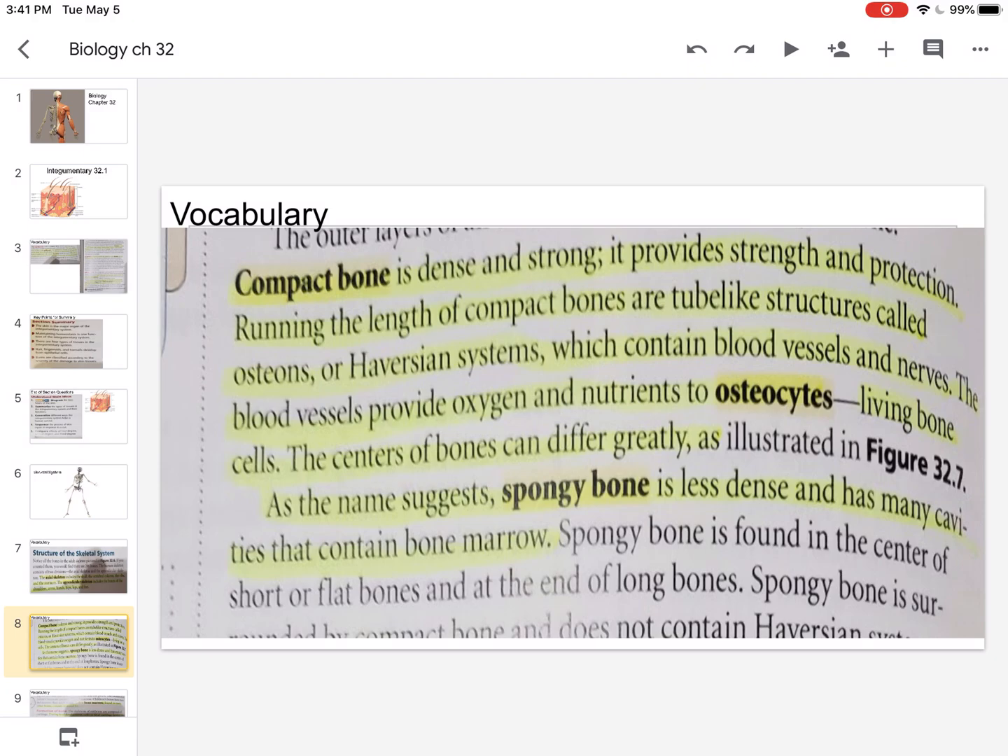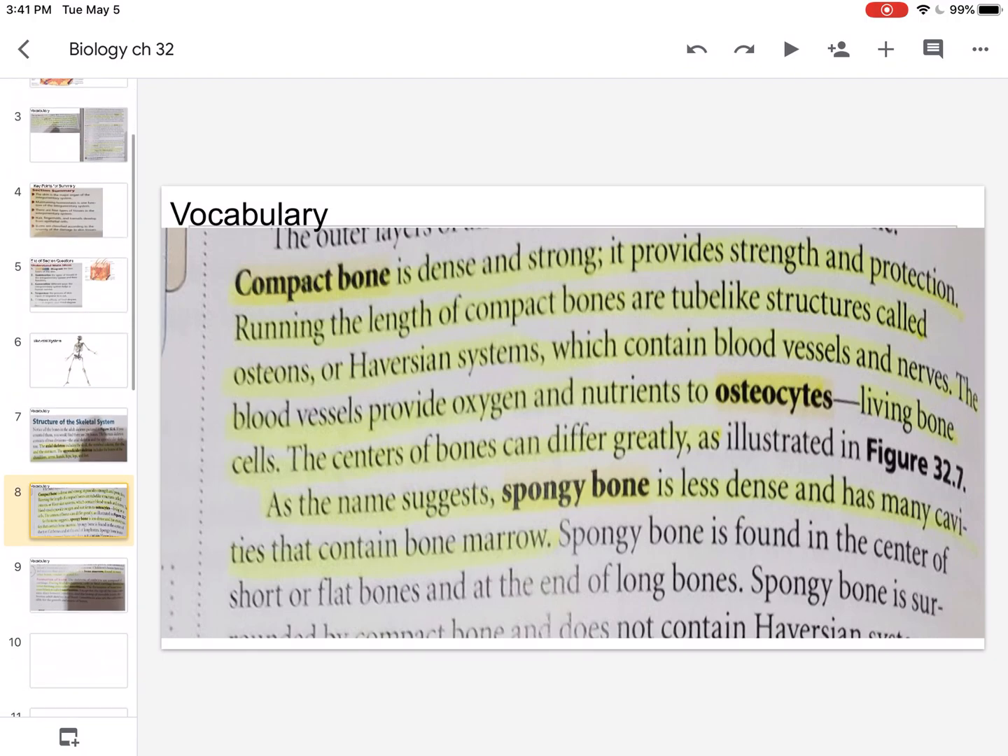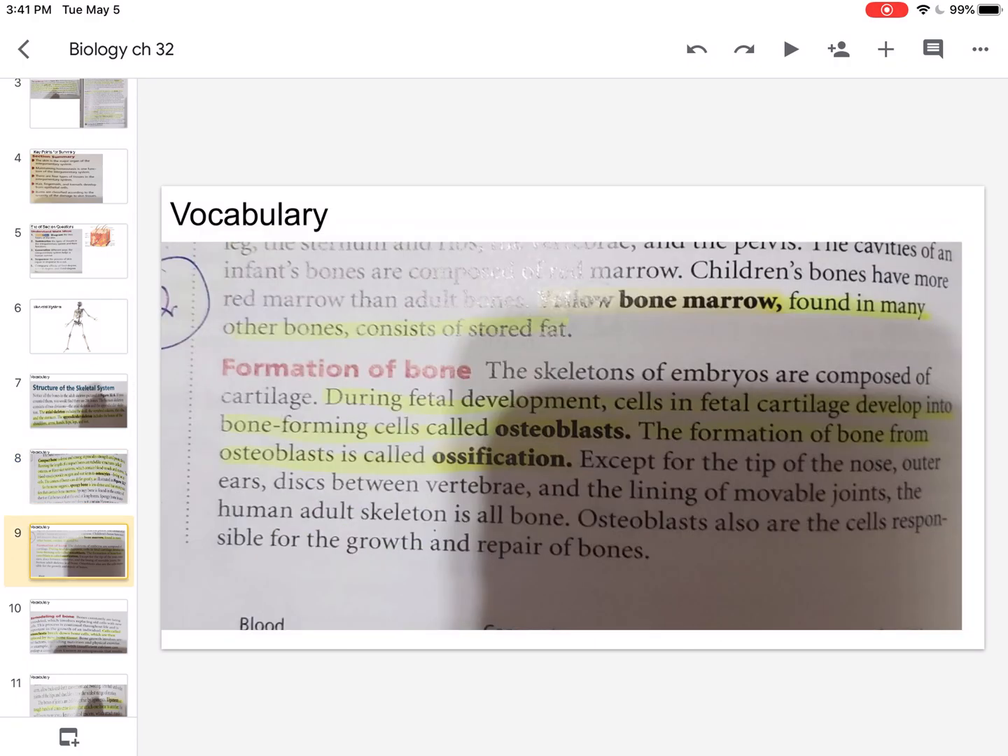Then we have osteocytes, living bone cells. Then we have spongy bone, which is less dense and has many cavities that contain bone marrow. Bone marrow is found in other bones and consists of stored fat. Then we have osteoblast. During fetal development, cells in fetal cartilage develop into bone-forming cells called osteoblasts. And then the next one is ossification, which is the formation of bone from osteoblasts.